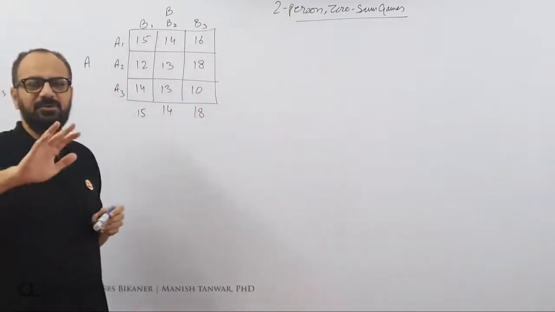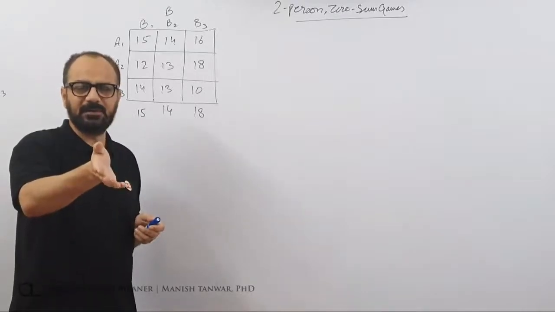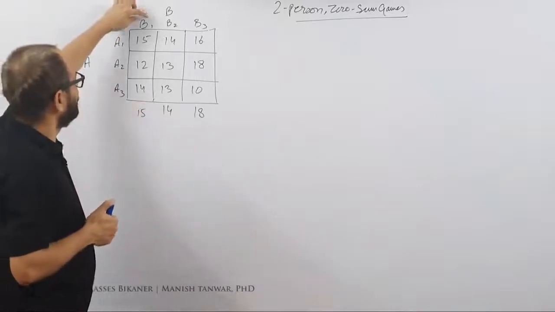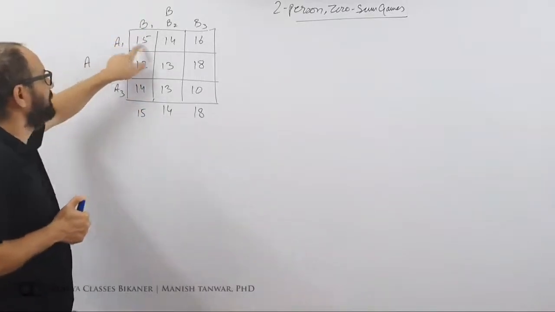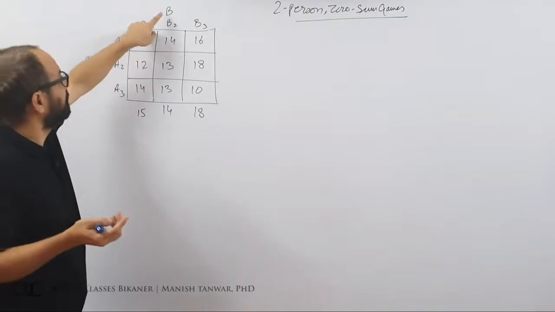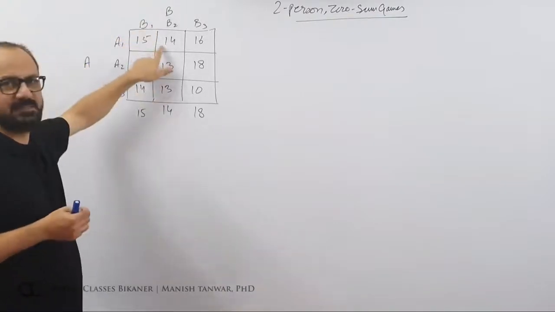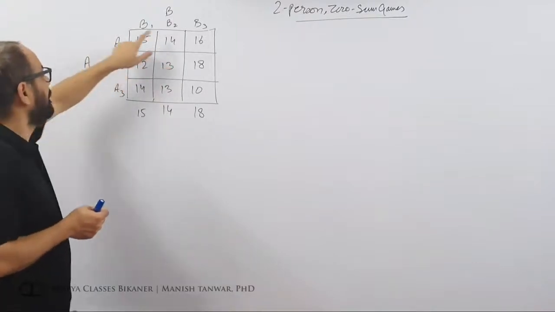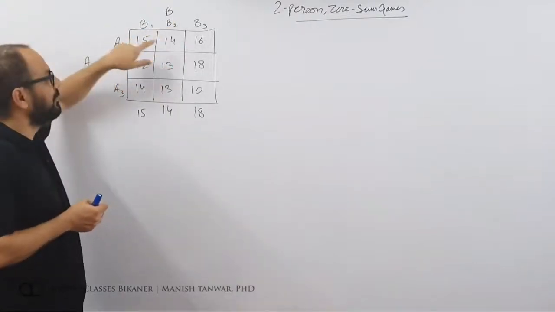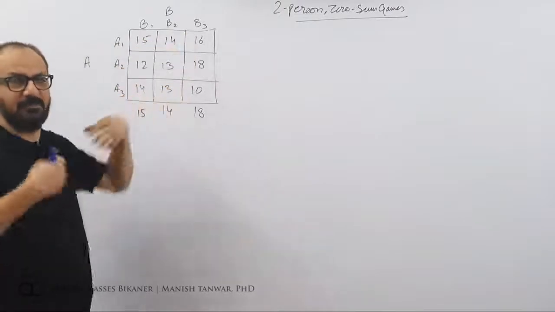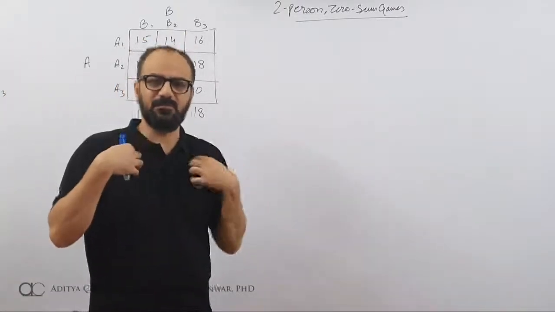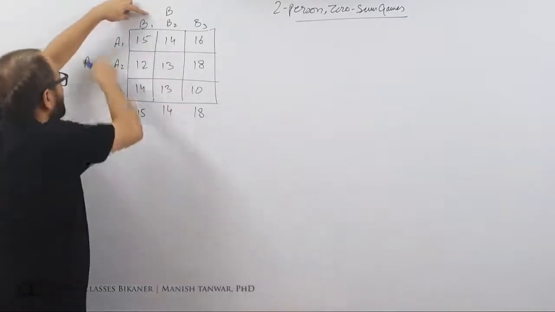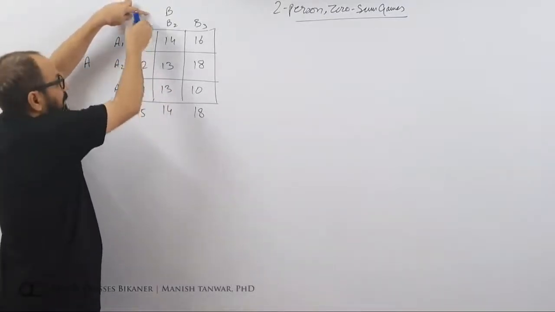Now, the thing is, A is not taking a call to hurt me. Rather, A is taking a call to win itself. So, when I take B1, A decides that it will go with A1 because it is winning most. If I take the second strategy, A will decide that 14 is best. So, if I take B2, A will decide A1. If I decide that I am going with B3, why am I deciding all the time? Because I am talking from my perspective, the column perspective. So if I take B1, A will jump to A1.